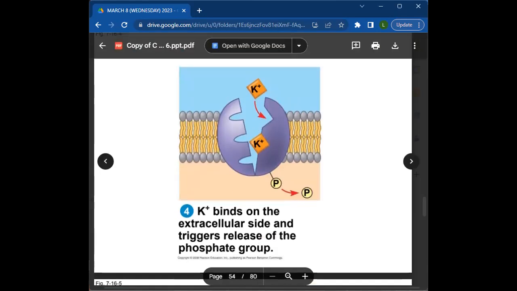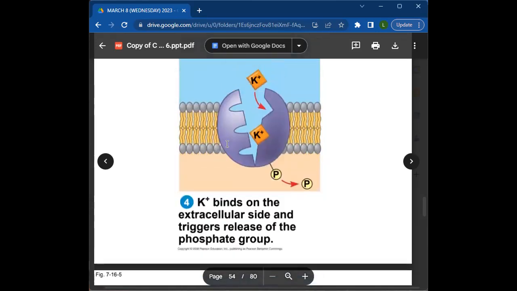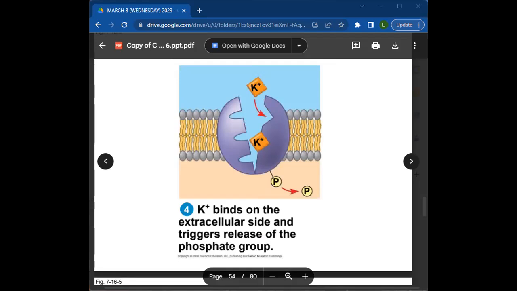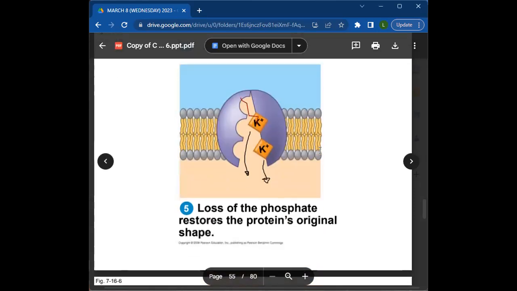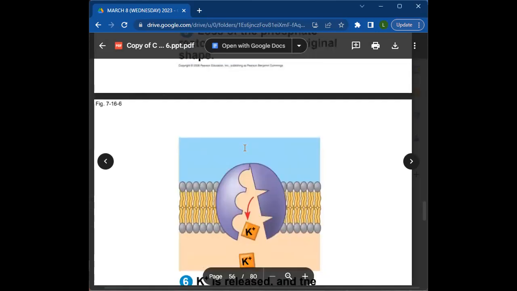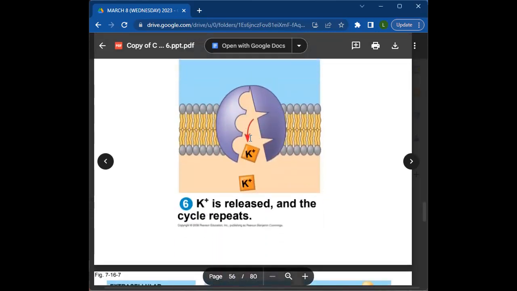And then 2 potassium are going to be loaded into the protein. And then the phosphate breaks off. And when the phosphate breaks off, that's going to allow the protein to go back to its original shape. And then the 2 potassium are dumped into the cell. And then out they go.